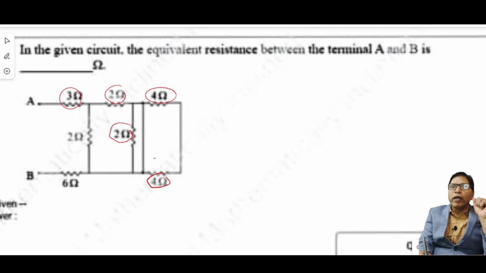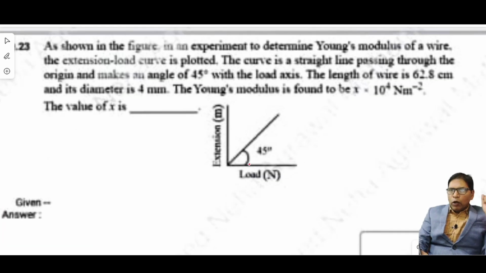This is the 2 ohm and this is the 2 ohm. These two are in parallel, so parallel means 2 into 2 by 2 plus 1. This is the 1 ohm. So 1 ohm, 6 ohm and 3 ohm. So 10 ohm is the equivalent resistance. Okay.